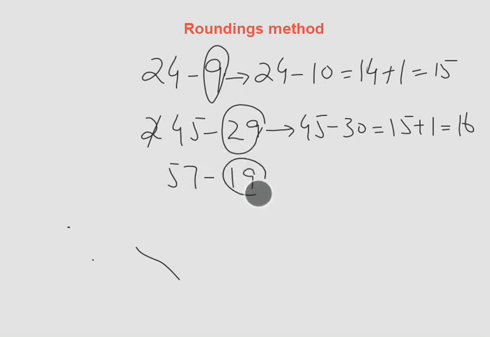Another example: 57 minus 19. Again, convert this 19 to the nearest 10, that is 57 minus 20. So it will be easy. 57 minus 20, we will get 37, but this is 20 and we have to subtract 19, so I will add 1, and the final answer is 38. So this is the rounding method. The method in which you round the number to the nearest ten is called the rounding method.